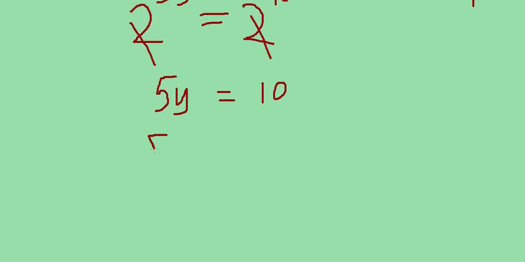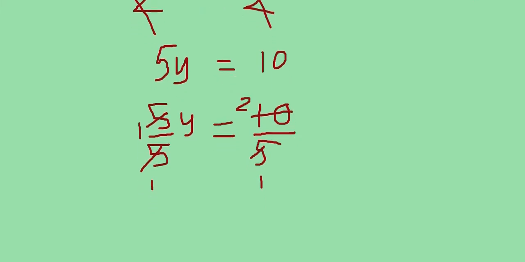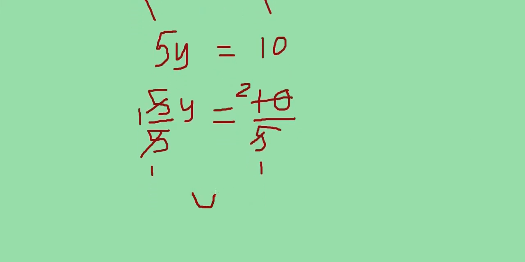So 5y divided by 5 equals 10 divided by 5. It means I'm dividing by 5 on both sides of our equation. So 5 divided by 5 is 1, 5 divided by 5 is 1, and here 10 divided by 5 is 2. So at last we reach the point of having our answer, y equals 2.